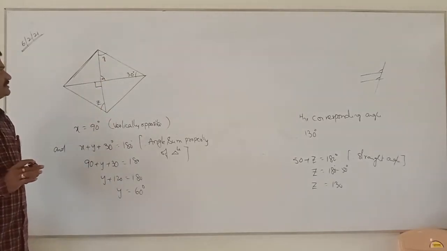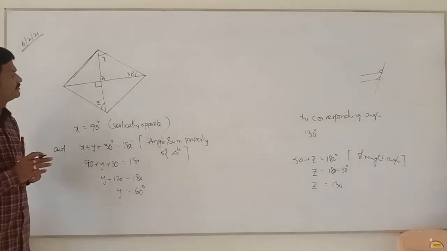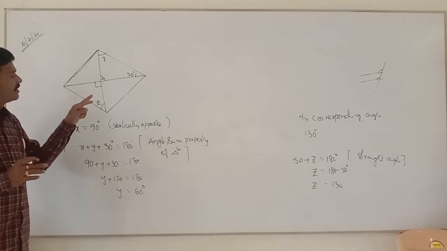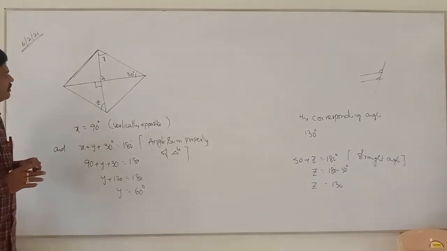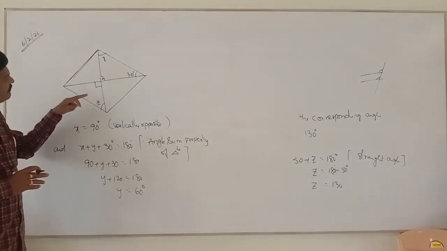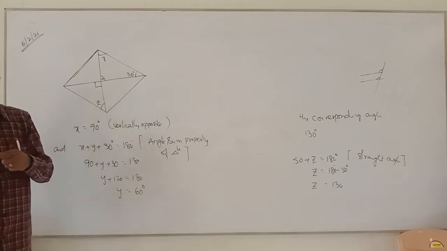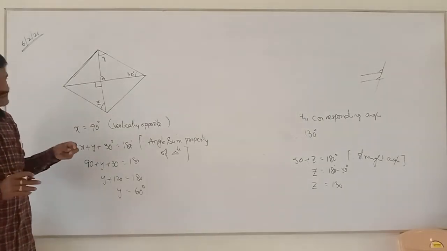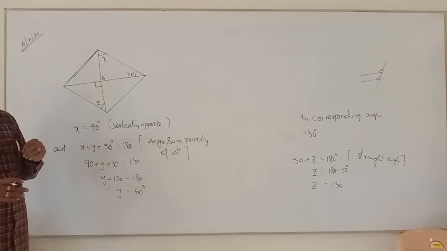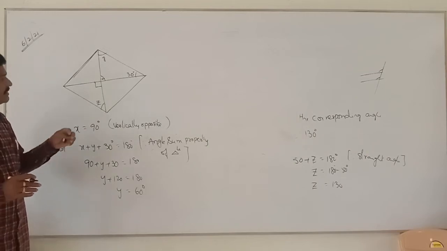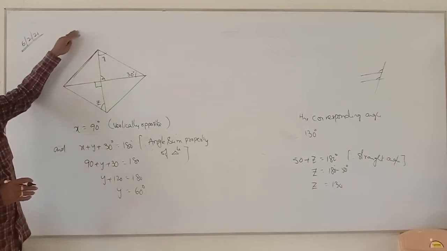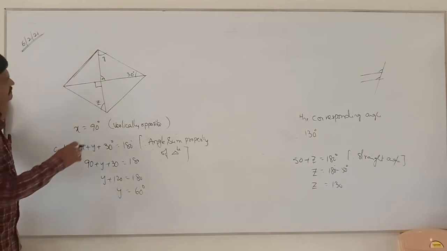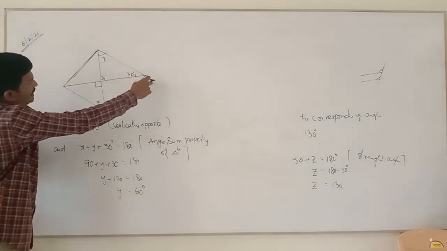This is 60. Then how do you get the z value? 60, sir. Alternating. Why alternate interior angles? What are the parallel lines? We have to show the parallel lines now. What are the parallels here? What is the transversal here? Sir, this and these are parallel.